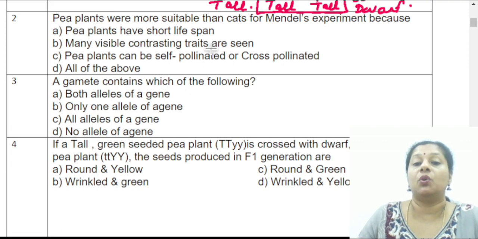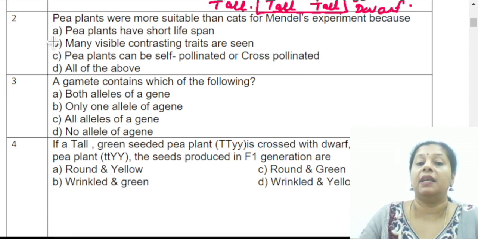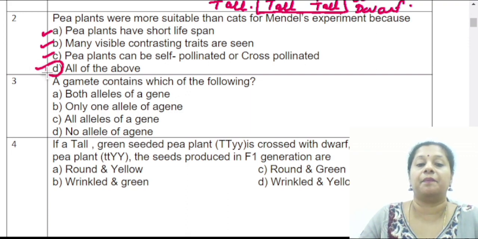Pea plants were more suitable than cats for Mendel's experiment because pea plants have short lifespan, many visible contrasting traits are seen, pea plants can be self-pollinated or cross-pollinated, all of the above. Actually, these three properties or characteristics of pea plants helped Mendel to get successful results in his cross. Selection of pea plant itself is one of the reasons for his success. So here the answer is all of the above.